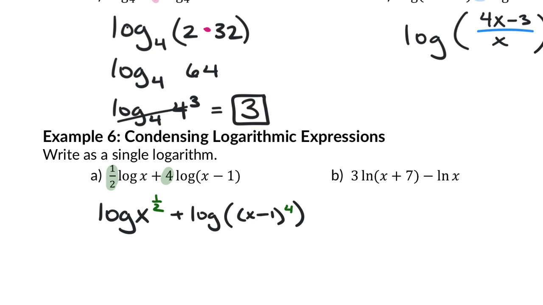Then I see that I have a plus sign right here. Adding becomes what? Multiplication. So we have actually the log of x to the 1/2 times x minus 1 to the 4th power. These are now being multiplied together.